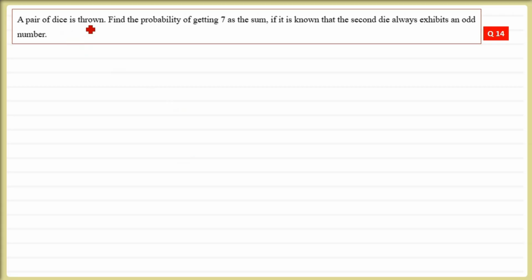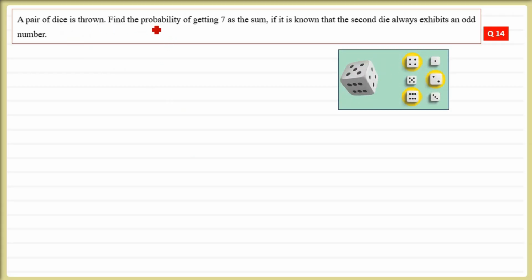A pair of dice is thrown. Find the probability of getting 7 as the sum if it is known that the second die always exhibits an odd number. So we'll do P of B by A here. We'll make A and B just now, but let me reiterate the formula: P(A intersection B) divided by P(A). So we need the number of elements in A intersection B and the number of elements in A.